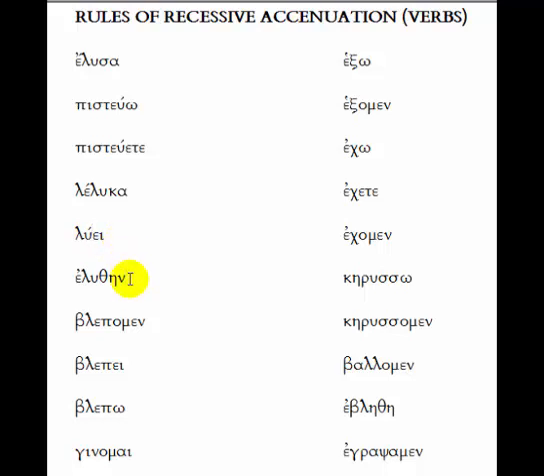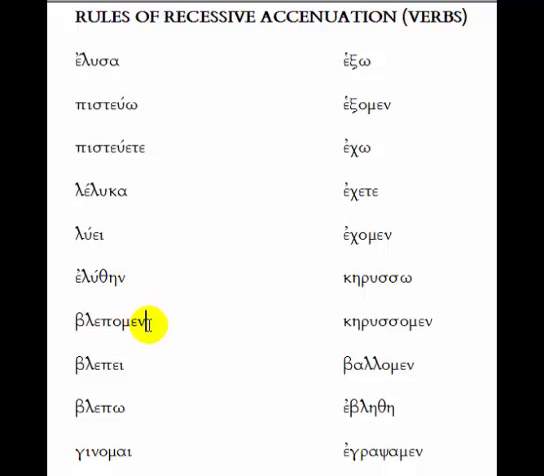Okay, eluthane. In this case, we have again 3 syllables. The antepenult is el, the penult is luth, and the final syllable, the ultima, is the ain. Now remember, eta is a long vowel, so our accent can only go back one syllable from the eta. So we will bring it back to here: eluthane.